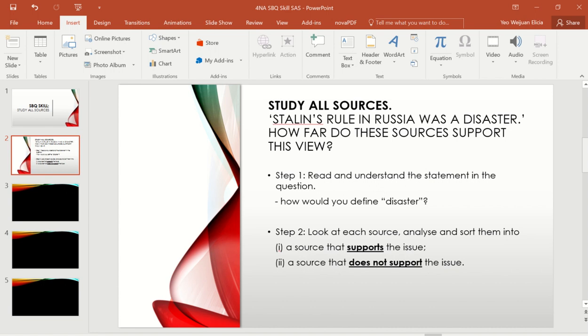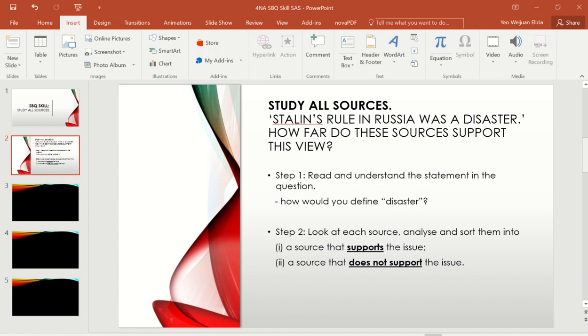It is not difficult to actually master this skill. So most students, without difficulty, should be able to score 6 or 7 marks. Now, how do we approach a study all sources question? First thing first, you see that a statement is given to you. In this case, the statement is Stalin's rule in Russia was a disaster. So you first need to understand the statement. In this case, for example, how would you define disaster?